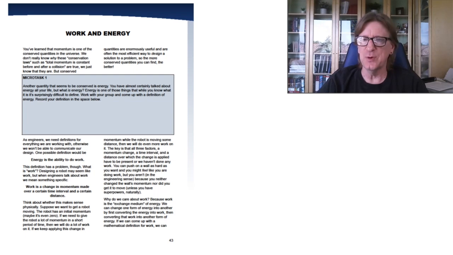And if you look right below that energy definition, you're going to see it says work is a change in momentum that's made over a certain time interval and in a certain distance. All right? So the big thing is that work is a change in momentum. That's the key. If I can change the momentum of an object, then I have done work.